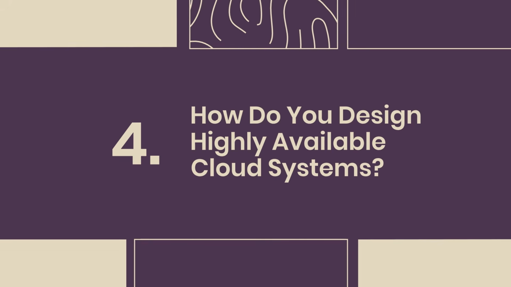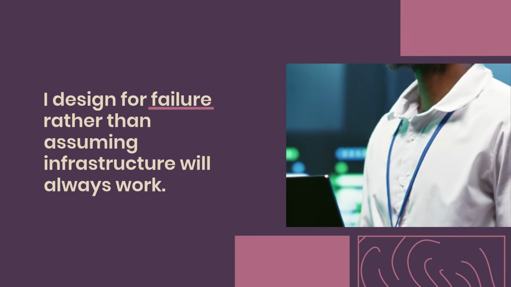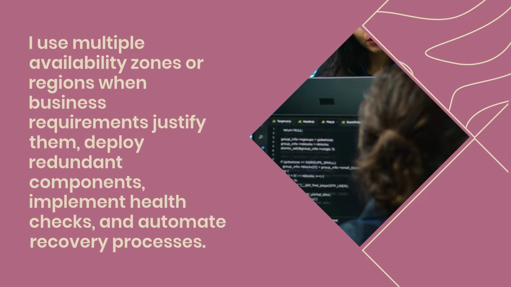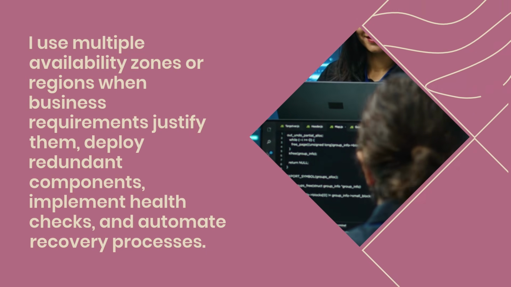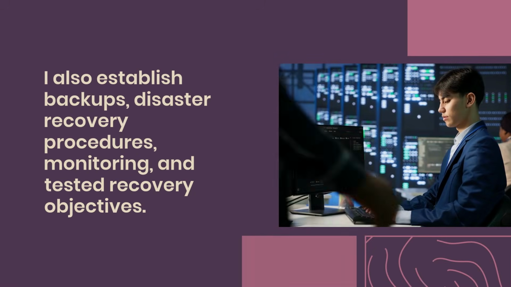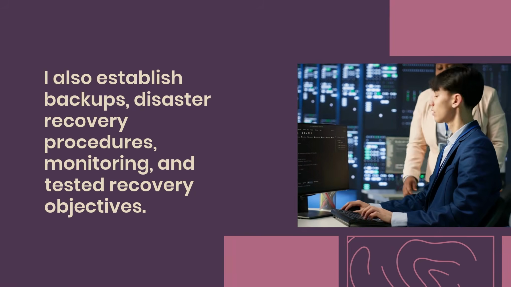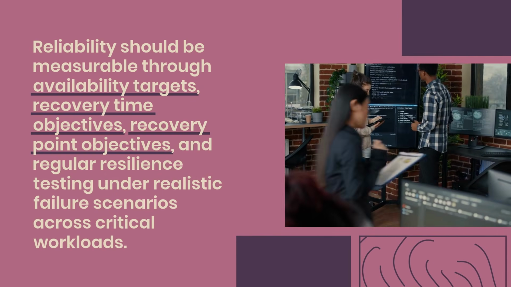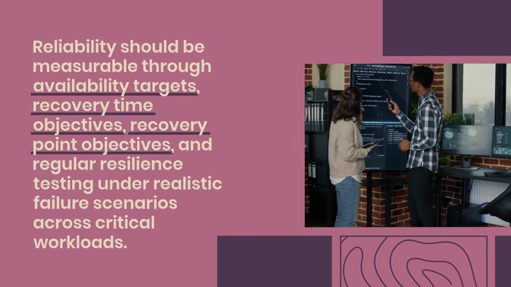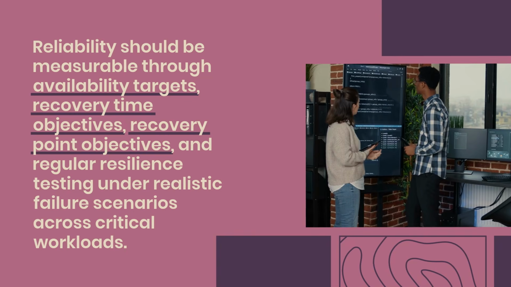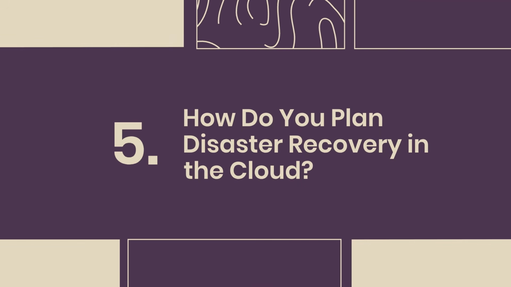How do you design highly available cloud systems? I design for failure rather than assuming infrastructure will always work. I use multiple availability zones or regions when business requirements justify them, deploy redundant components, implement health checks, and automate recovery processes. I also establish backups, disaster recovery procedures, monitoring, and tested recovery objectives. Reliability should be measurable through availability targets, recovery time objectives, recovery point objectives, and regular resilience testing under realistic failure scenarios across critical workloads.